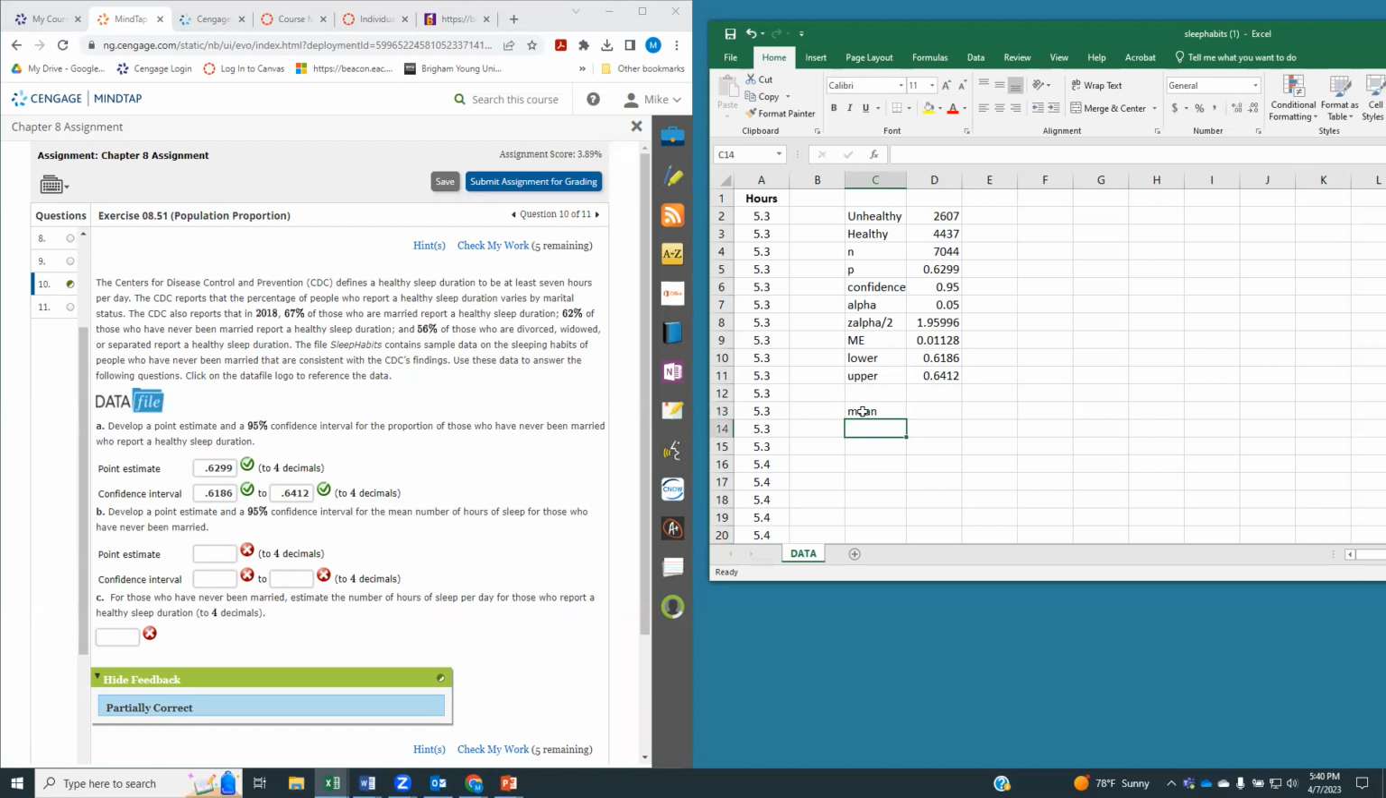Now remember, this is a sample. So this is going to be a sample standard deviation, because we don't know the population standard deviation. All right, so to find the mean, we'll just do average. And so we don't have to highlight this whole thing, I'll show you kind of a trick.